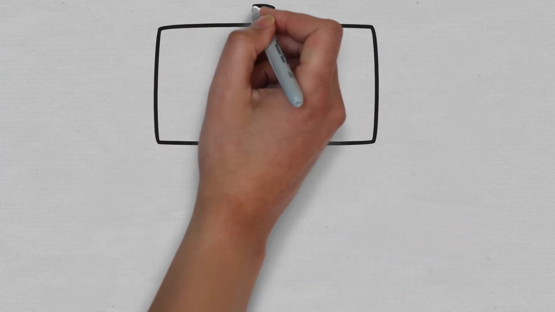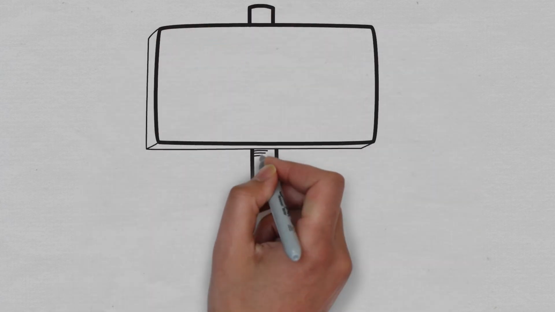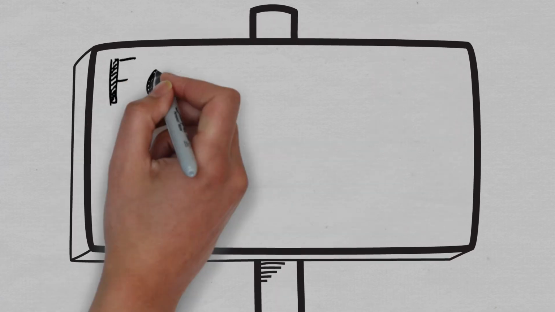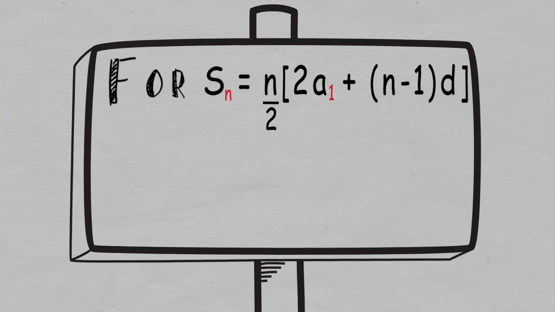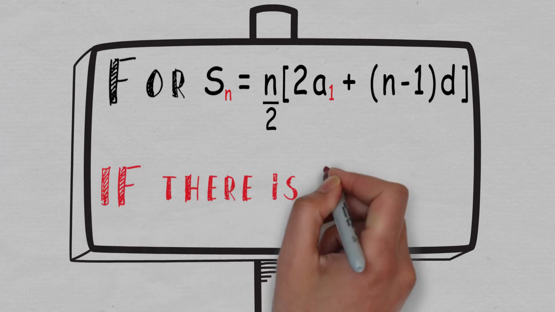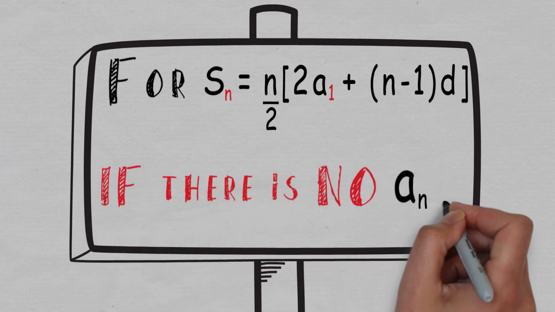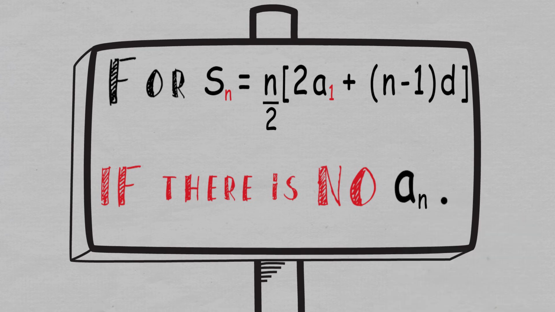And now, let us proceed to our next formula. We have the sum of terms is equal to N over 2 times the sum of twice the first term and N minus 1 times D. So when would we use this formula? Take note, compared to the other one, this is the longer formula. We would use this one if there is no last term. So if in our problem there is no last term, then we would use this formula.